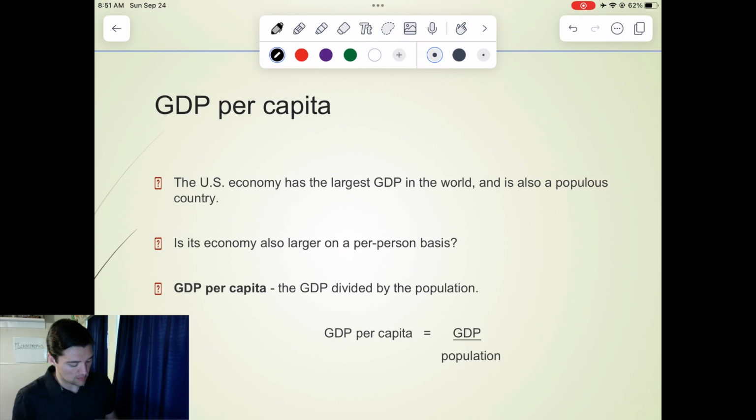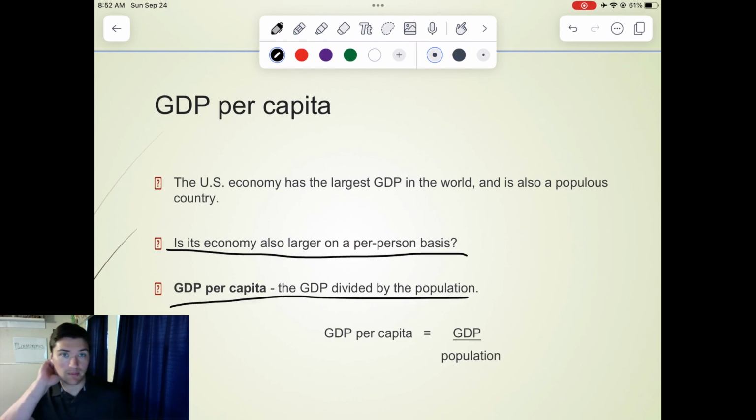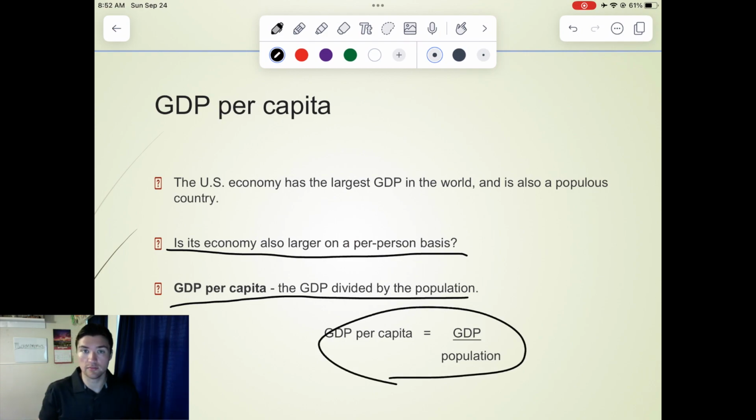So the U.S. economy has the largest GDP in the world, and we're pretty populous as well. But is its economy also larger on a per person basis? Okay, so look at China, right? Very large GDP. Well, what's their GDP per capita? Like, what's their output per person? And how we can do that is take the GDP and divide it by the population. Okay, so all you're going to do is GDP divided by the population.